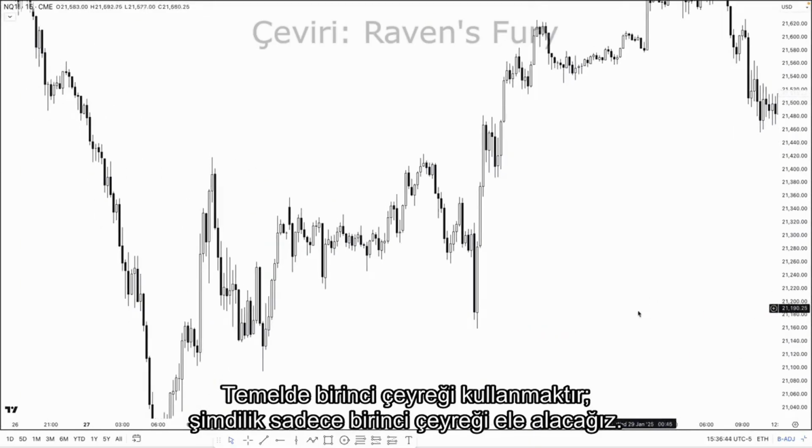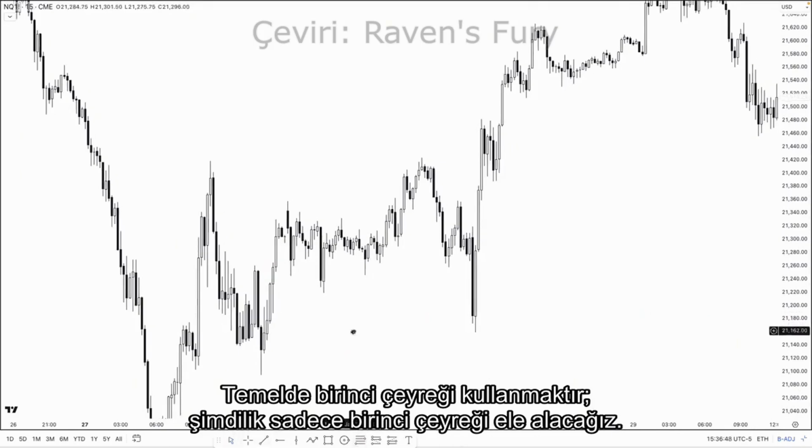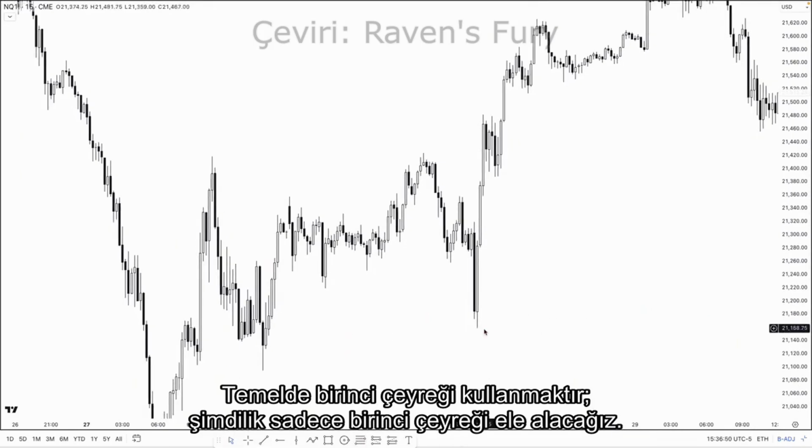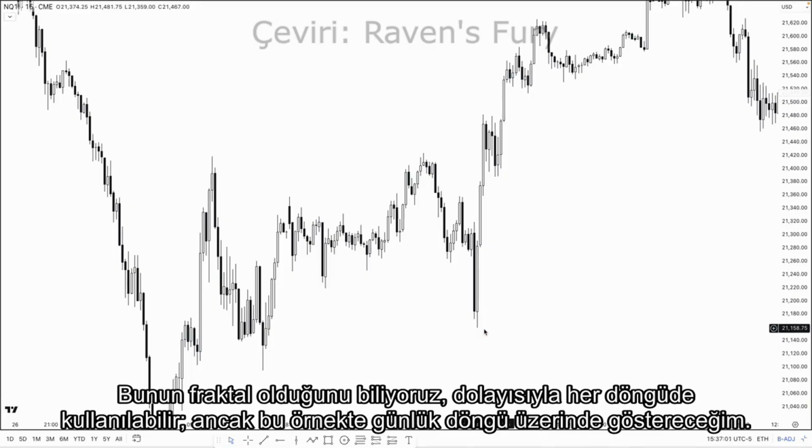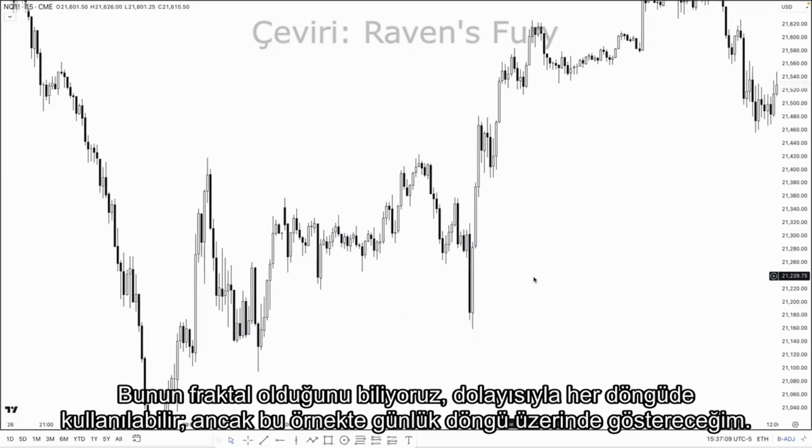So it is essentially using the first quarter. Well, we'll just use the first quarter for now. We'll be using the first quarter to gauge where price will move in the quarters following it. So we know that it's fractal, so we can use it on any cycle. But for this example, I'll use it on the daily cycle.